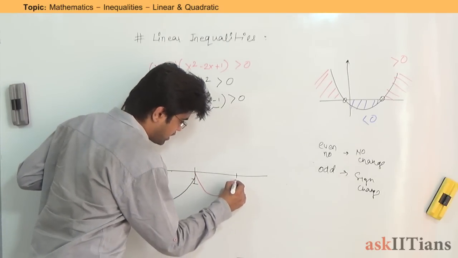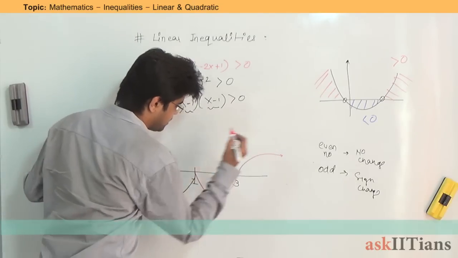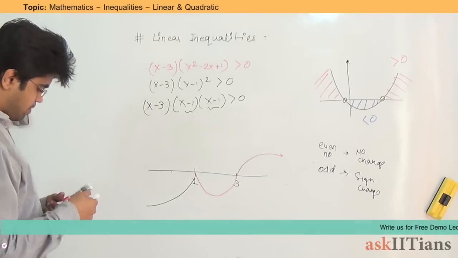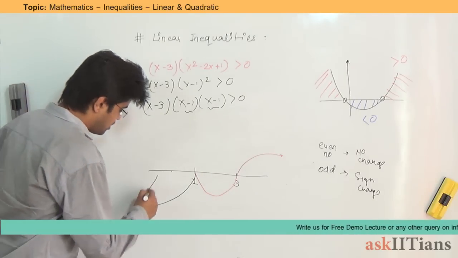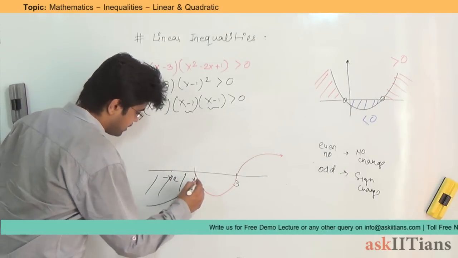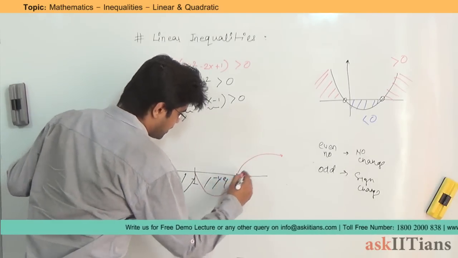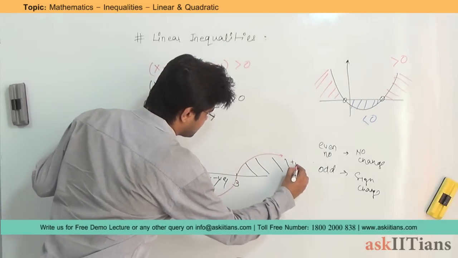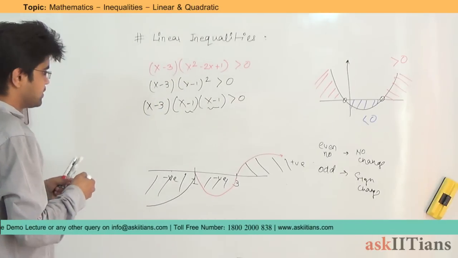Now I come to 3. At 3 there is one root, so I will change sign. So what are my areas depicting? All this area is a negative area. This is again a negative area. But this area here is positive. So what is my answer?